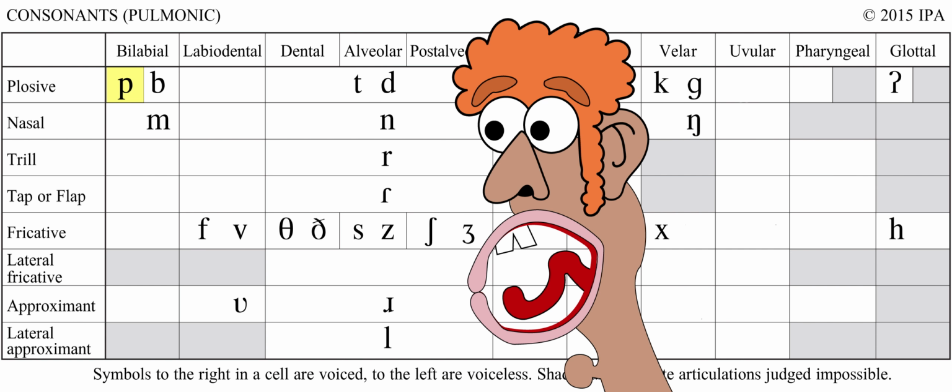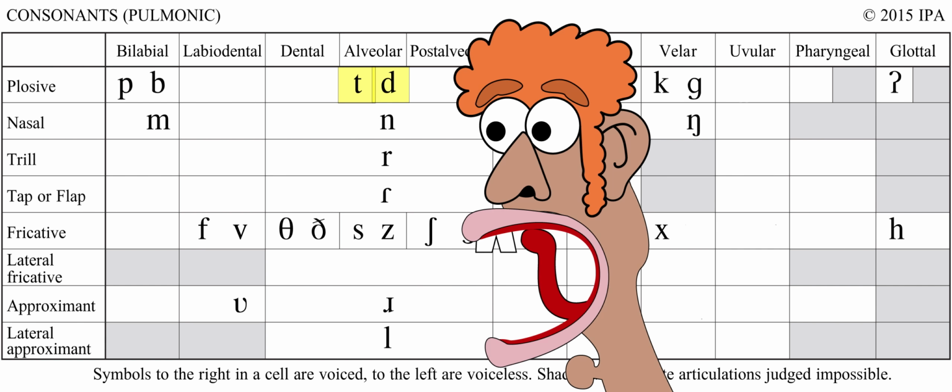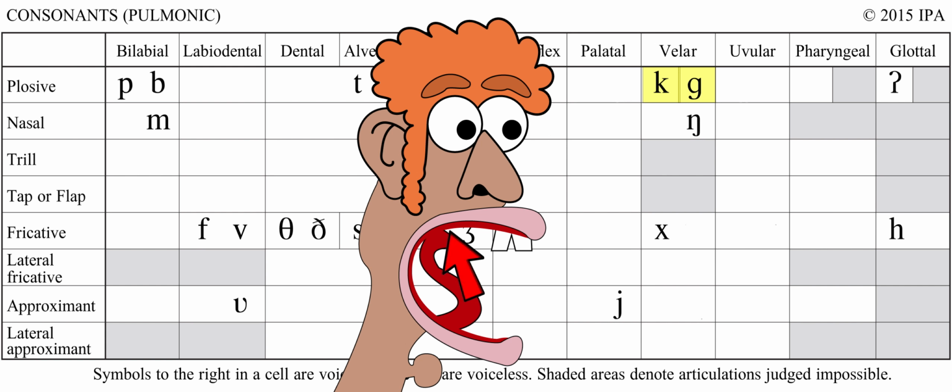P and b are bilabial plosives. Bilabial means the place of articulation, where the obstruction happens, is with the lips. T and d are alveolar plosives. The alveolar ridge is where the sockets of the teeth are. K and g are velar plosives. The velum is the soft tissue at the back of the roof of the mouth.